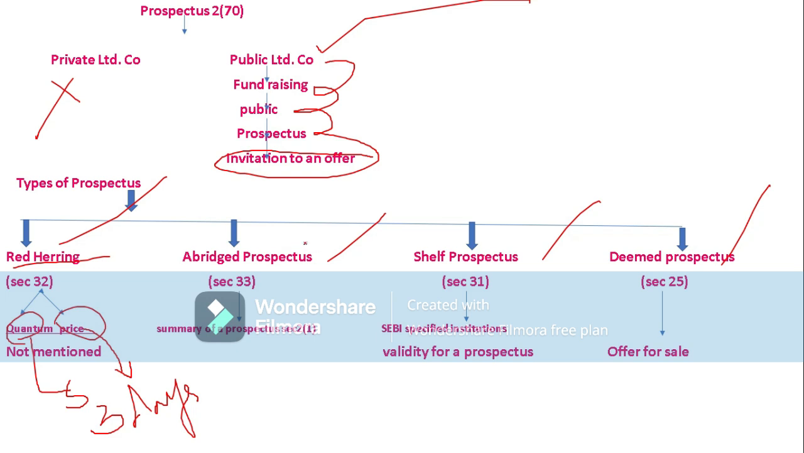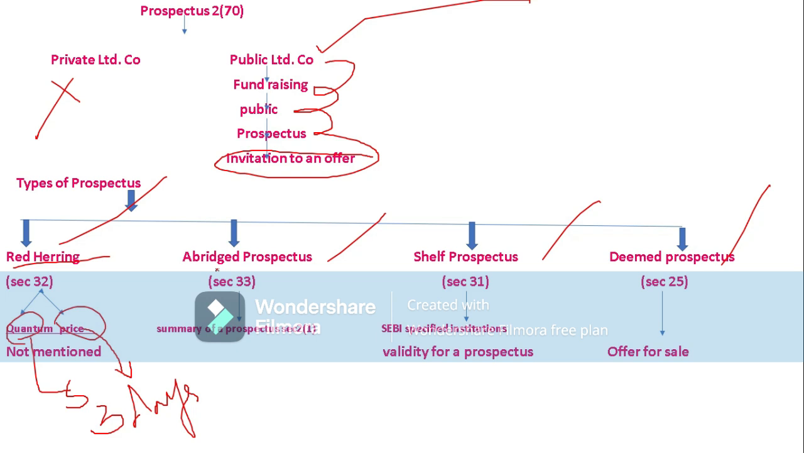And if we see the abridged prospectus, what does it mean? We all know that a prospectus contains nearly 300 to 500 pages, which they have to submit with the ROC. Again and again, whenever they raise investments, they have to submit this many pages, hundreds of pages, to the ROC.